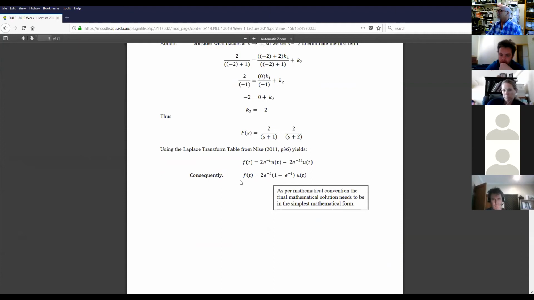Again, get your answer in mathematical form. The convention is that just because you got an answer doesn't mean it's the answer. You've got to make sure that, again by convention, you have it in the simplest mathematical form. So keep that in mind as well.